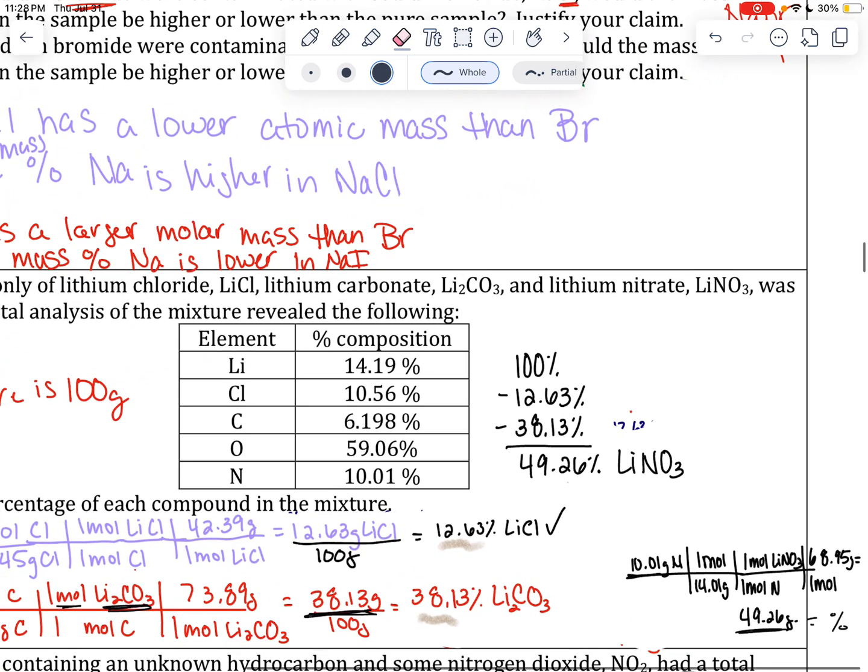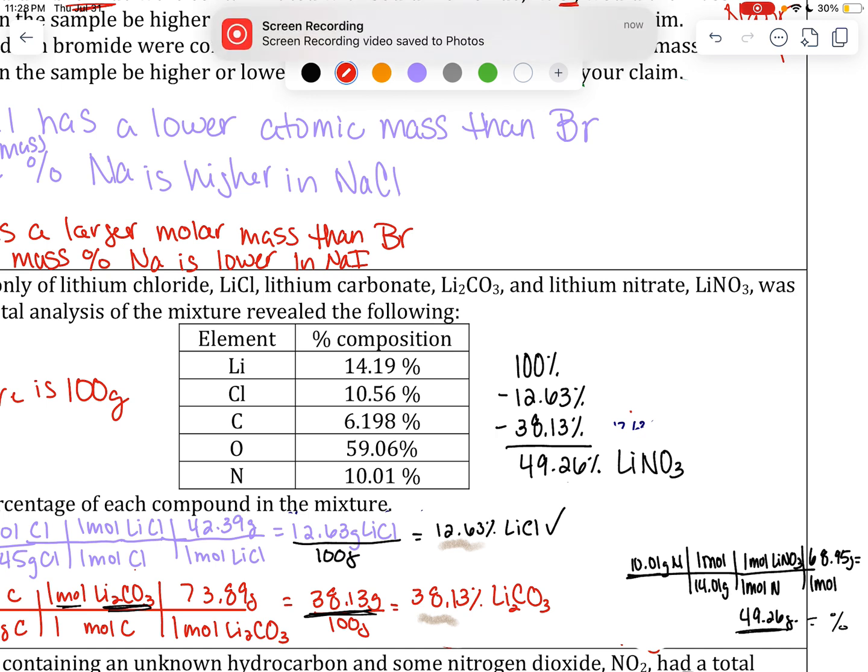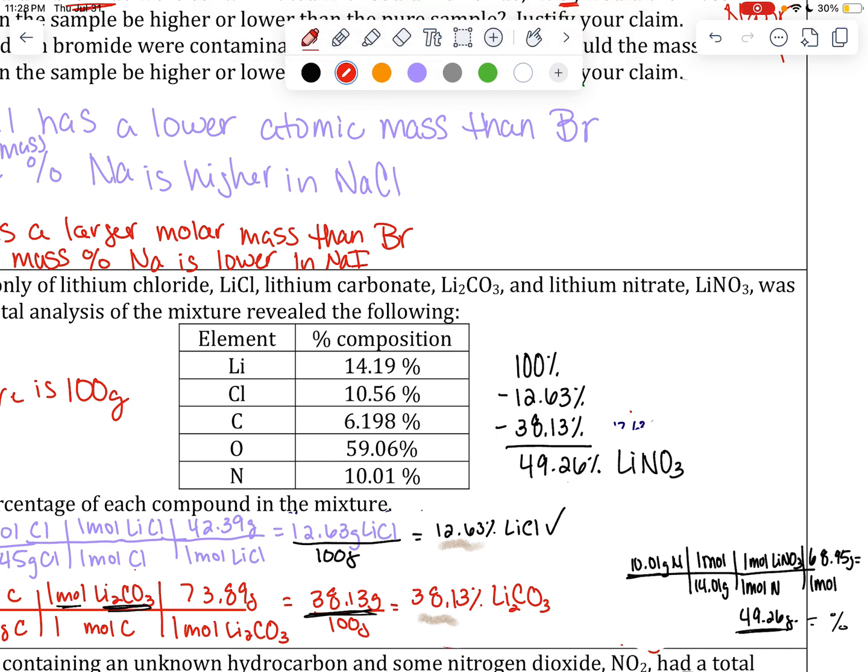So you're probably like, where do I even start? I don't even know where to go. Anytime that you have a mixture and they're giving you percents, your first step is to isolate, right? So what is something that you can isolate? I have lithium chloride, I have lithium carbonate, I have lithium nitrate. I will notice that lithium is in all of these.